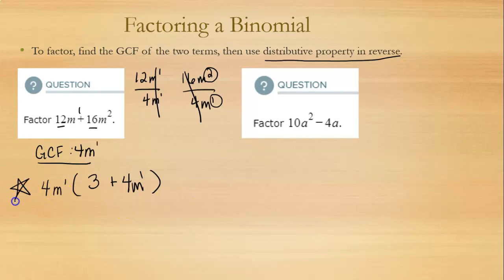This is your solution right here, but just to show you what it is that we're doing, we're using the reverse distributive property. If I multiply this, this gives me 12m to the 1 plus 4 times 4 is 16, m to the 1 times m to the 1 is m squared. So that becomes 12m to the 1 plus 16m squared, and that would be the reverse distributive property. But that's not my solution. This is my solution. You pause the video and try this one on your own.